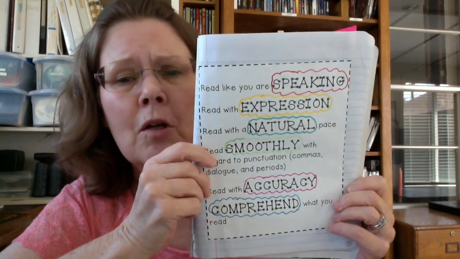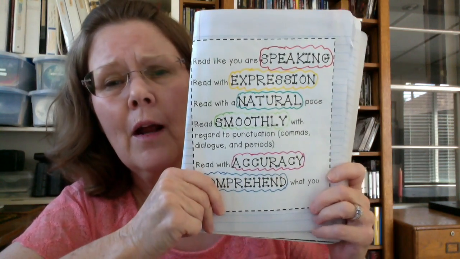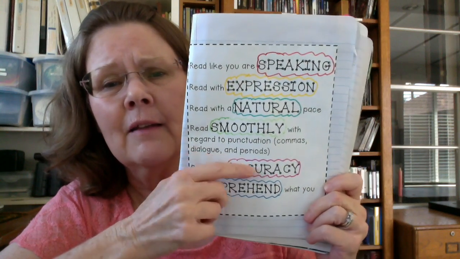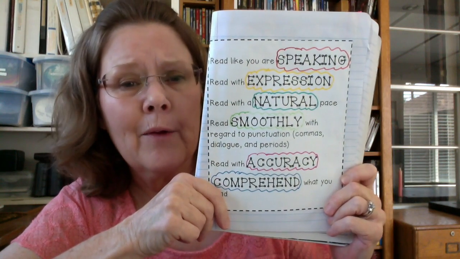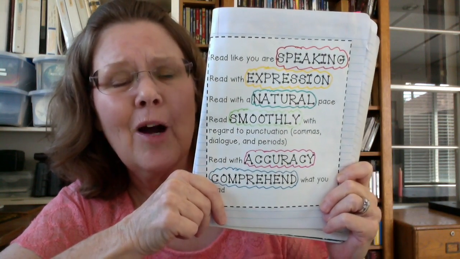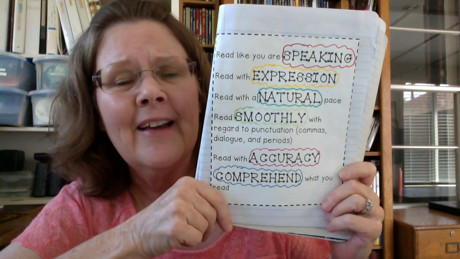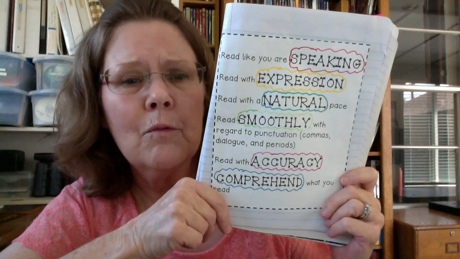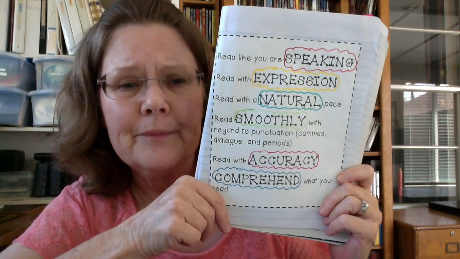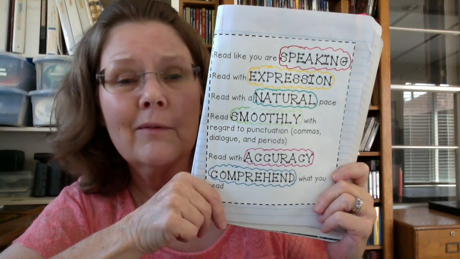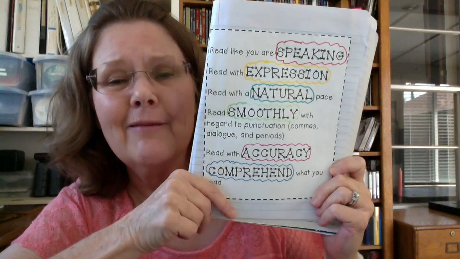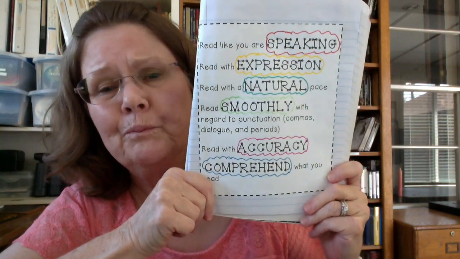Okay? But be sure to pay attention to commas. We don't have run-on sentences, and periods and all that. Okay? Those are there for a reason, and they're to help you read with fluency. Read with accuracy. Okay? It's going to be hard to understand if you put in the wrong words, if you read words that aren't in the sentence. Right? That's important. I mean, that's kind of obvious.